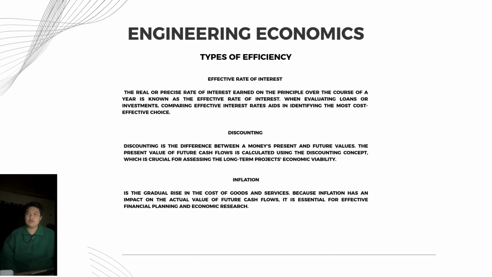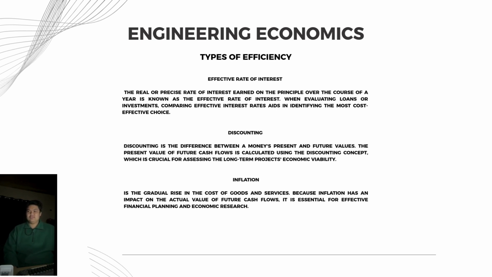In engineering economics, we have three types of efficiency. The first is the effective rate of interest. The second is discounting and inflation. In the effective rate of interest, the real or precise rate of interest earned on the principal over the course of a year is known as the effective rate of interest. When evaluating loans or investments, comparing effective interest rates aids in identifying the most cost-effective choices.